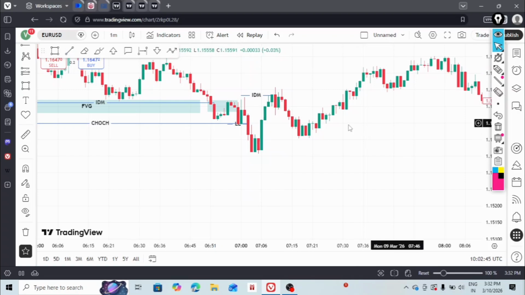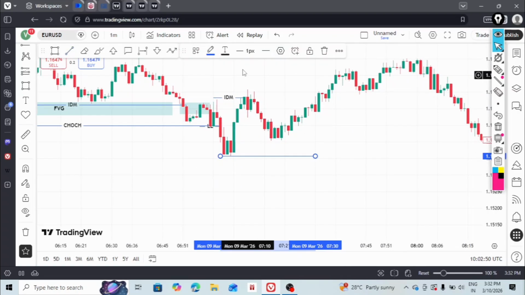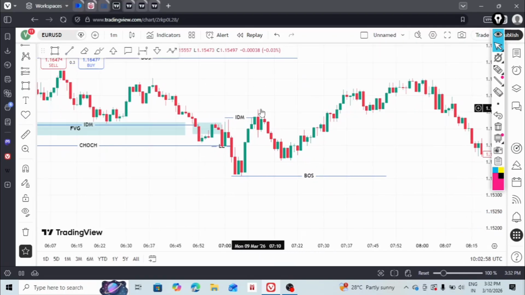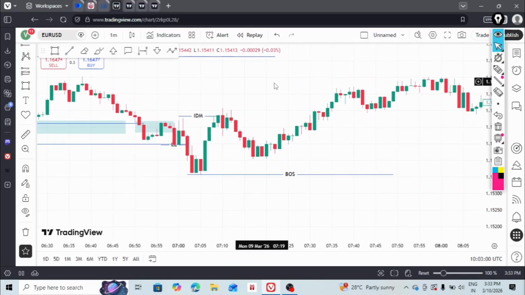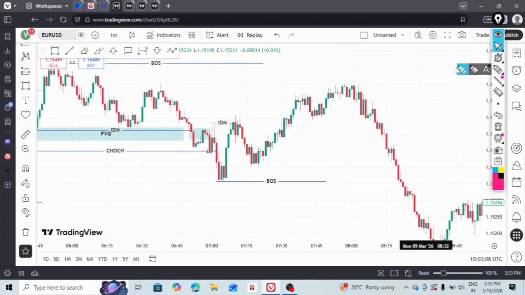After mitigating the inducement, we get our break of structure. So this is the break of structure here. We can look to the downward direction right now. Technically it's going in a downtrend now. We have the change of character, so technically it's in a downtrend.